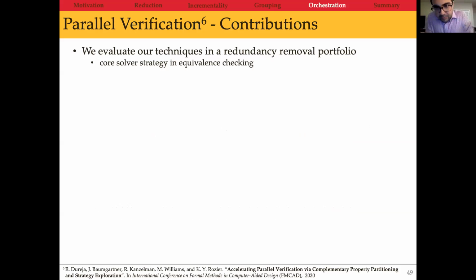So to measure the impact of all the different parallel verification strategies and the new improved property grouping algorithm, we evaluate our techniques in a redundancy removal portfolio. Redundancy removal is the core solver strategy that is used in equivalence checking. And the reason we focus on these types of benchmarks is, again, we want to be able to really show scalability on designs which have thousands of properties, and we can really boost their scalability.